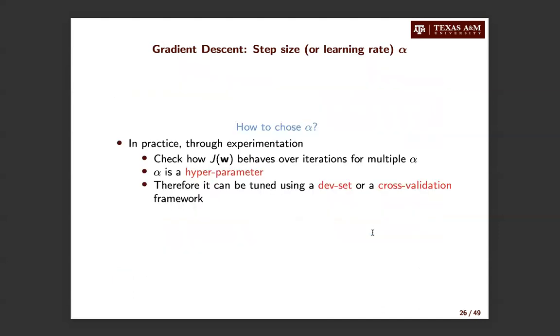So how do we choose alpha, which is the learning rate? A very easy way to do so is to use a development set, see what alpha works best on our development set, and apply that to our test set as well. Another way to do that is through a cross-validation framework, especially if we have an overall small number of samples.